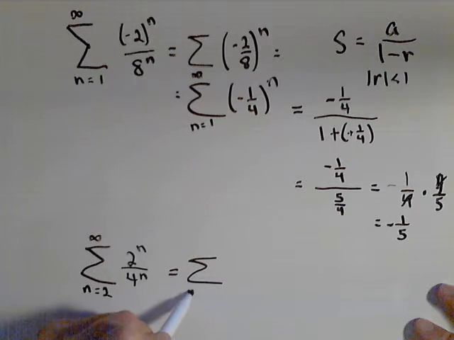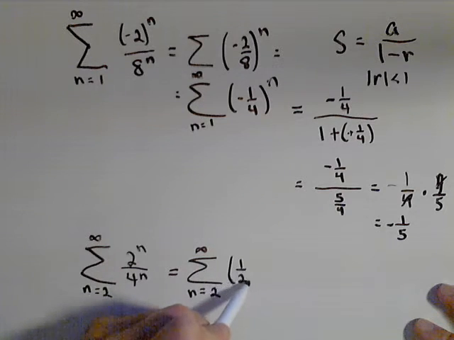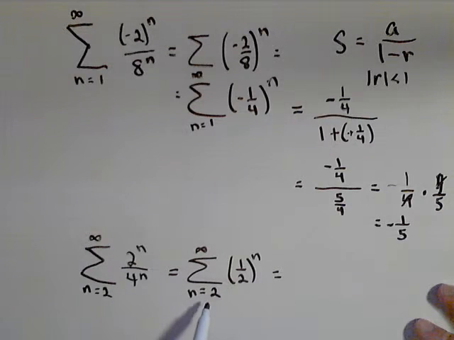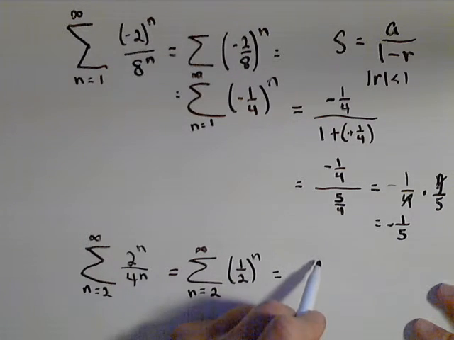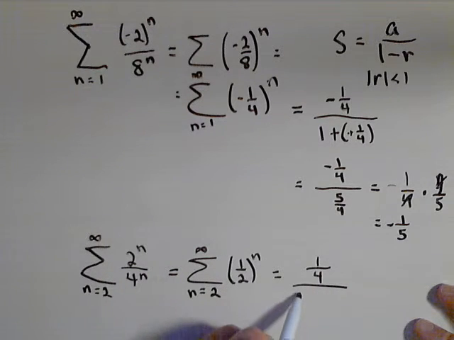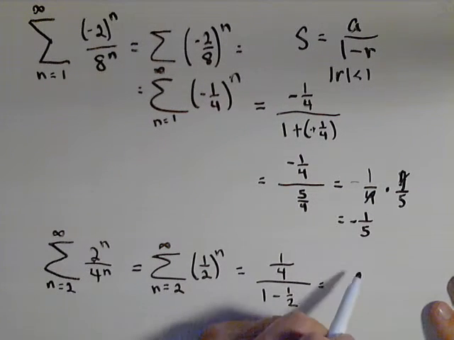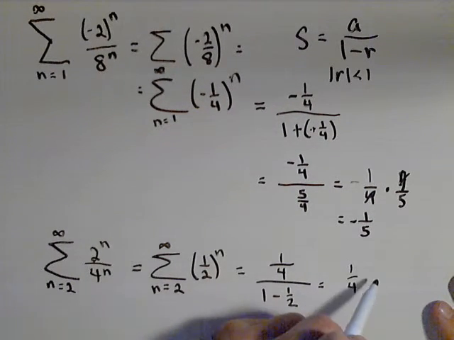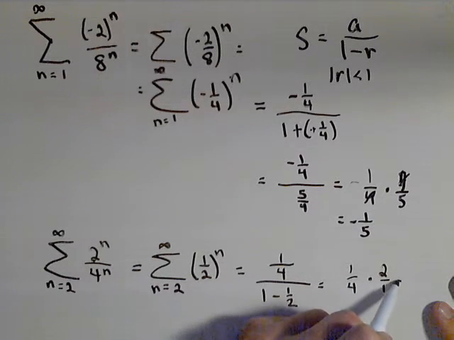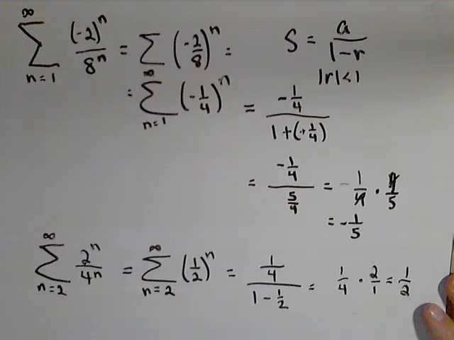Now we can do this one, and we've got the summation from n equals 2 to infinity. By property of exponents, we get 2 over 4, or (1/2) to the n. My first term is going to be when n is 2, so that's actually 1/4, because (1/2) squared, over 1 minus 1/2, which equals 1/4 times, that's 1/2, flip and multiply, 2 over 1, equals 2 over 4, or 1/2.